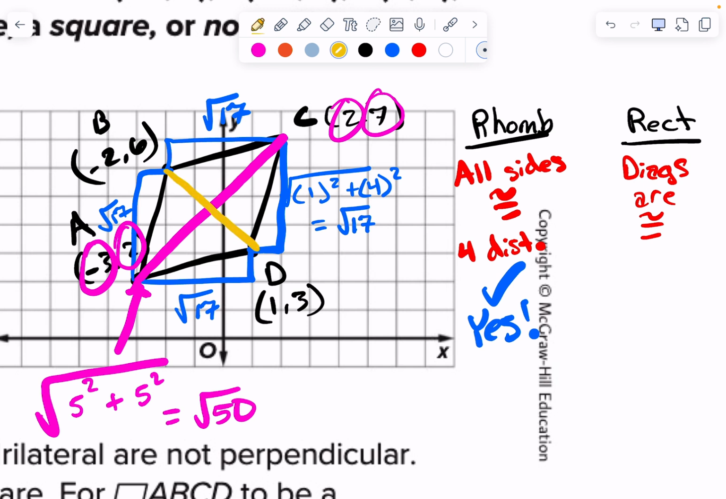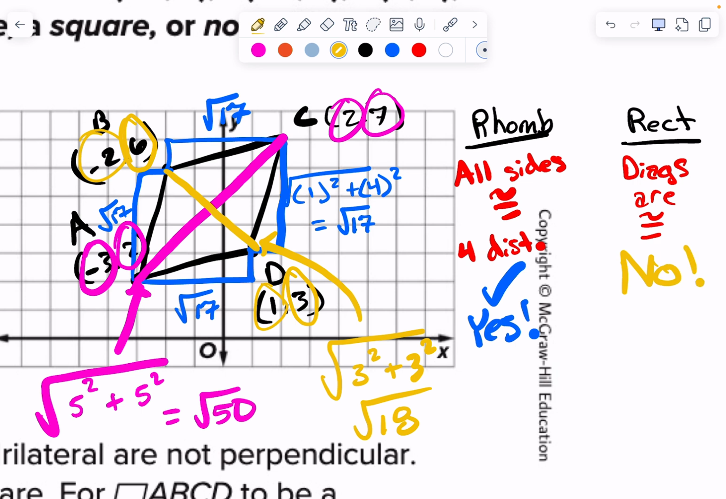Let's do this other diagonal. I'm going to do a different color. I'm going from -2 to 1, the square root of 3 squared plus 3 squared, since 3 and 6 is 3. That's the square root of 18. So are the diagonals the same length? No. He is a rhombus but not a rectangle.